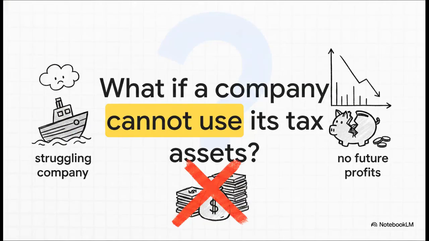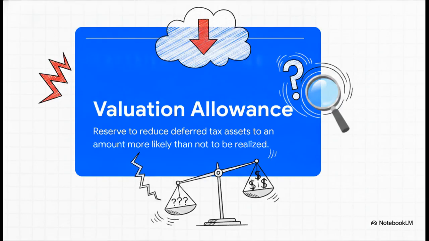But this raises a really important real-world scenario. A deferred tax asset is only valuable if you actually have future taxable profits to offset against it, right? So what happens if a company is struggling and they simply don't expect to make enough future profit to actually utilize these deferred tax savings? Well, this brings us to a critical metric, the valuation allowance.